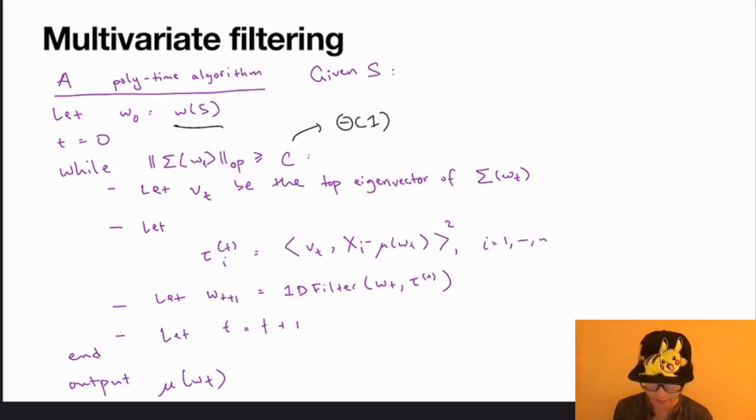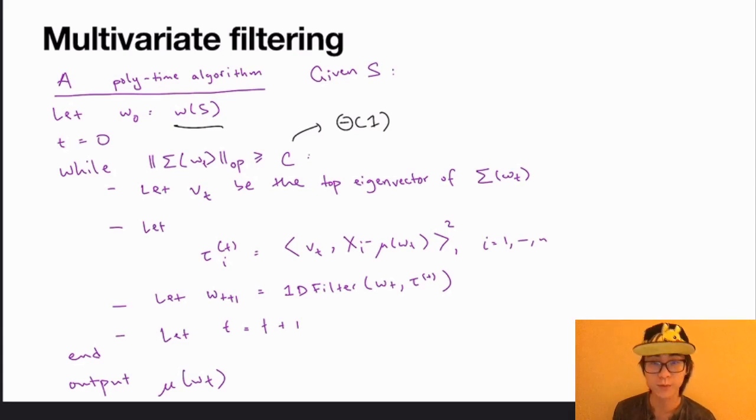So formally, I let v sub t be the top eigenvector of sigma Wt. And then I let the taus be the following univariate scores. I'll explain the reason for this exact form later on, but it's simply the inner product of v sub t with xi minus mu of Wt, quantity squared. And then I simply let Wt plus 1, the next iterate, be the 1D filter with this set of taus and my current set of weights. And I just repeat this process until the spectral norm is below this threshold C. And then at that point I output mu of Wt, the final iterate.